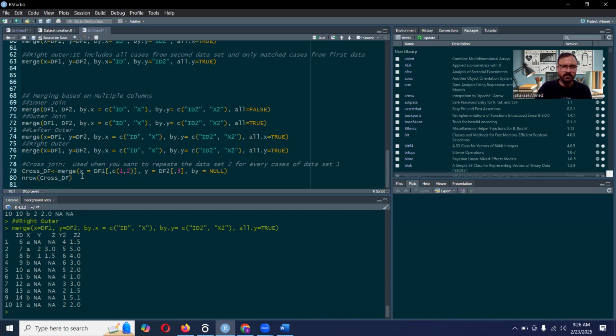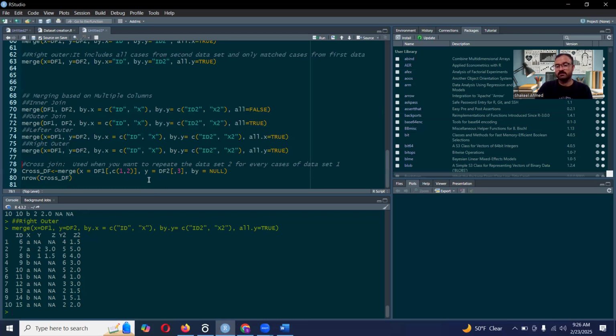So let's see, we are again using the merge function with x and y and then by NULL. It will match the values according to a cross join. For example, for the first case of x we write all the values of y, and then for the second case of x we write all the values of y, and corresponding to the third case of x we write all the values of y.